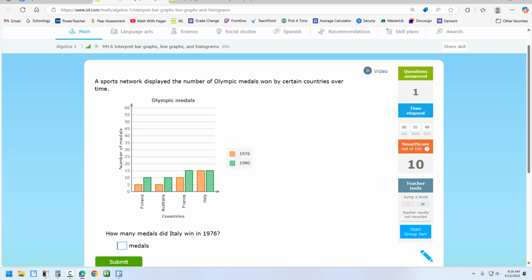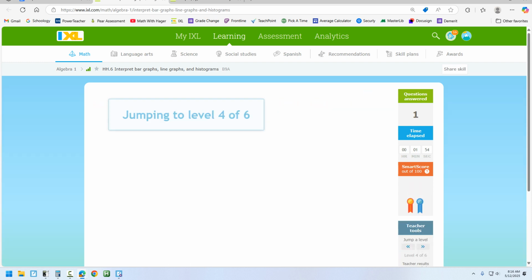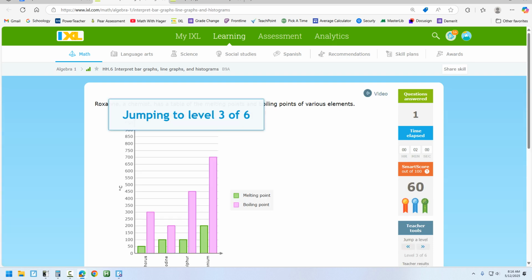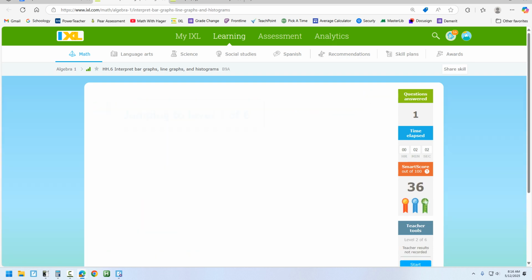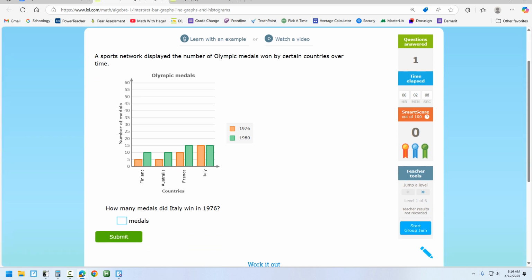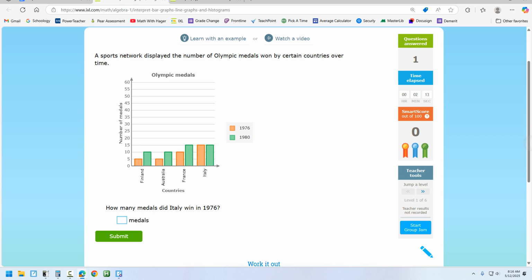Let's see if I can get a line graph or something different. Okay, this is a lot of bar graph ones. That's okay. Let's try this one. It says, Sports Network displayed the number of Olympic medals won. How many medals did Italy earn in 1976? 15. Yeah, so Italy is over on the right. 1976 is the orange color, and they earned 15. So you're just looking at different kinds of graphs.